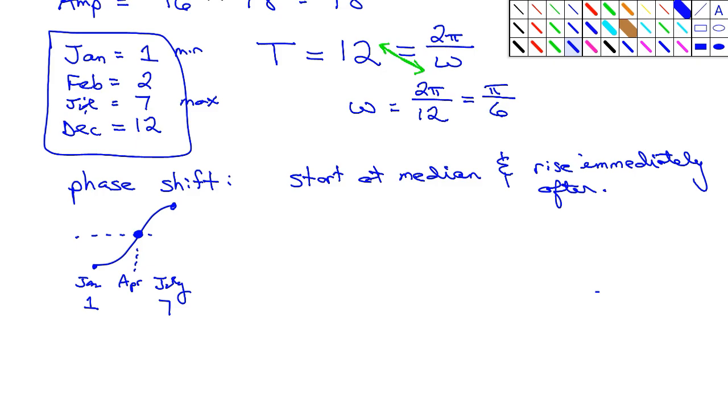There's actually an easier way. We know that if the minimum occurs at 1 and the maximum occurs at 7, this median has to occur at the number that is halfway between those. So if I just take the average, 1 plus 7 divided by 2, you get 4, which is April. But 4 is the number that we really want to use here, since it's going to go in the model as the number.